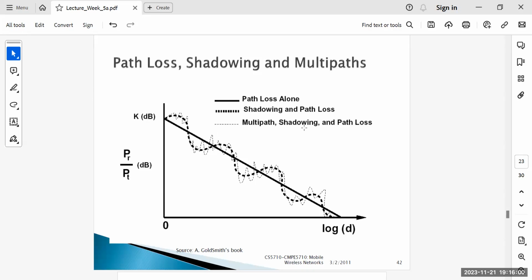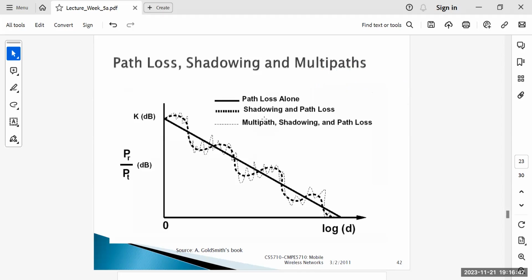But if there is shadowing, path loss, and also multipath, this is very important. Whenever we say multipath, it means you're getting the signal from multiple paths. So for example, if I transmit from point A like this, and this is the receiver, you're getting the signal over here from this or this or this. So you're getting the same signal from multiple paths.